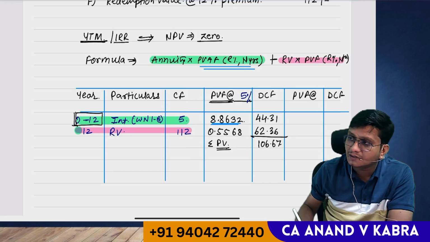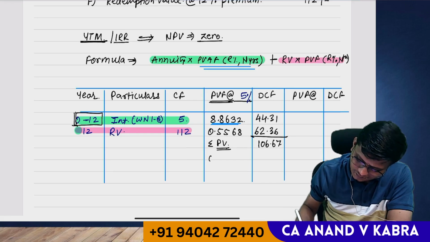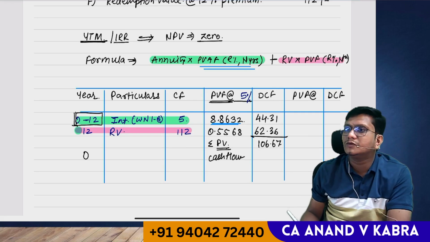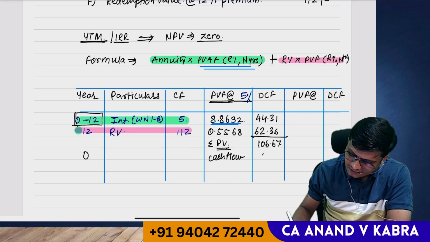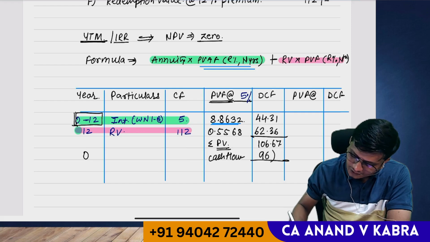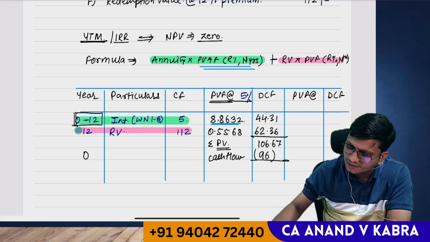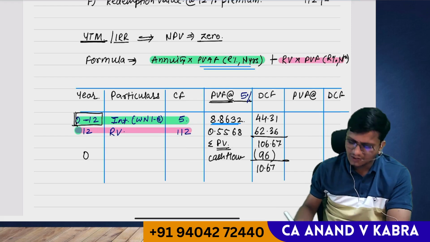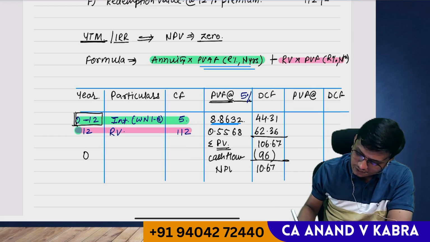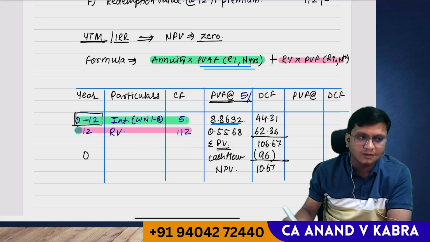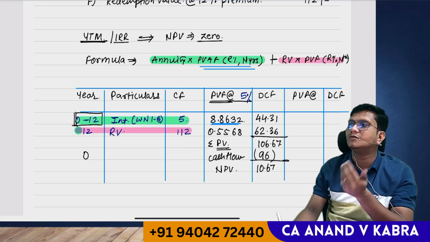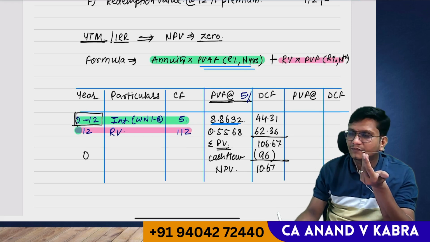What amount is he paying on the 0th day? 96. So for him it is the positive thing. 10.67 is the positive NPV for the investor, right? Now you need to do one thing. When you're discounting with 5%, it is giving a positive NPV. You need to increase the discounting rate.